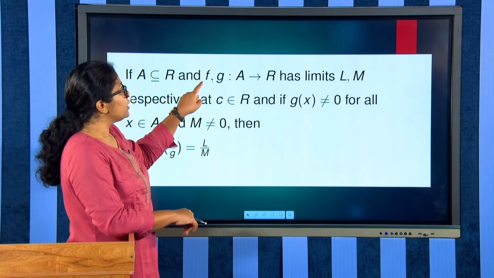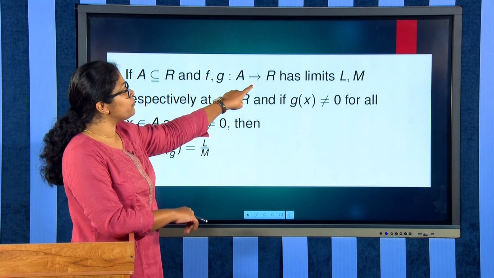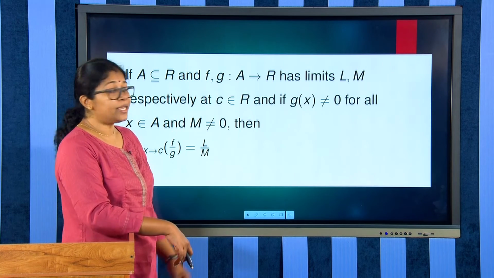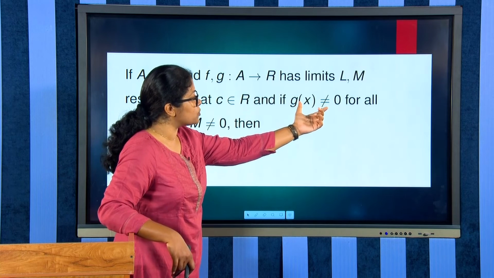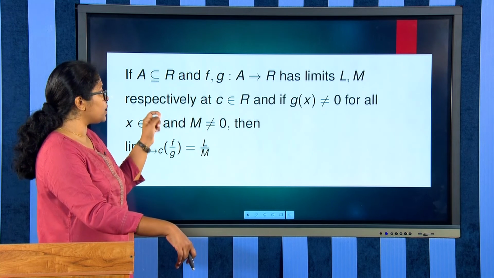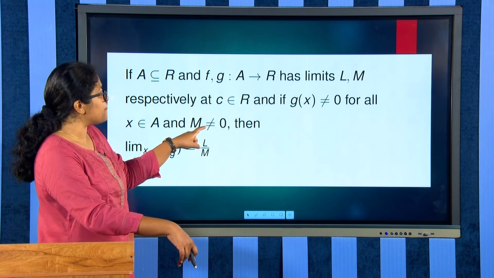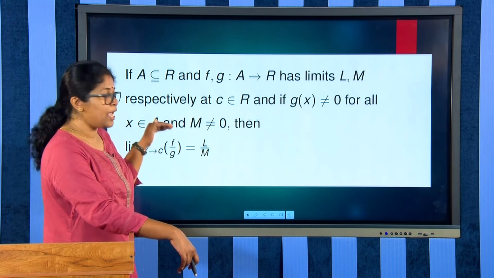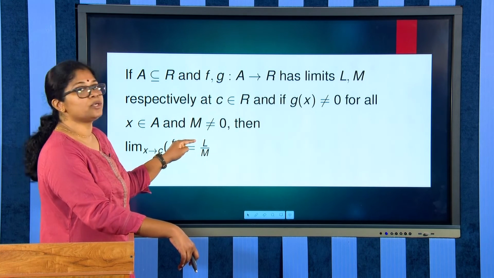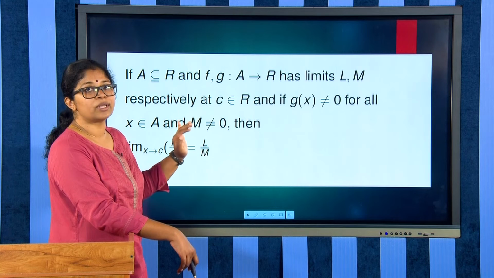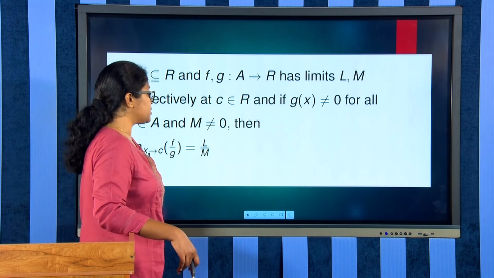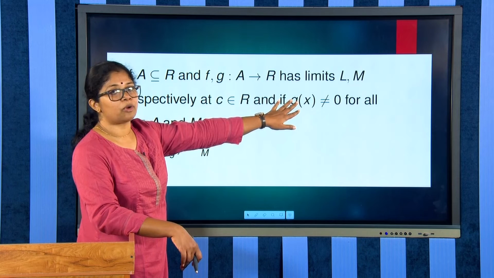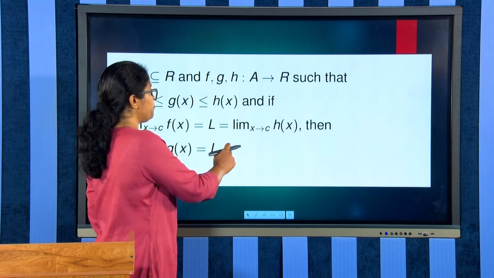Lastly, if f and g are two functions having limits L and M, provided g of x is not equal to 0 for every x belonging to the domain and M is not equal to 0, we can have limit x approaching c of f by g is equal to L by M. So, this is called the quotient rule for limits. Here additionally one condition is required, that the denominator should not be equal to 0.